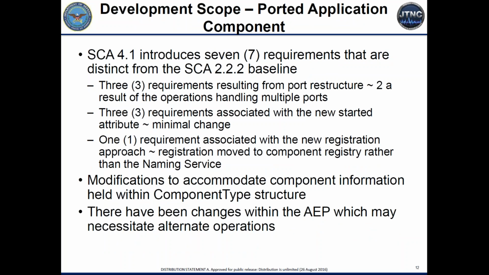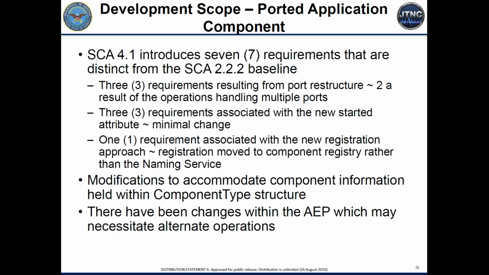So when I funnel out or analyze those 58-ish requirements, I saw there being about 7 unique requirements that are going to be new for a 4.1 component, and none of those 7 requirements, at least in my estimation, are overly complex to implement.